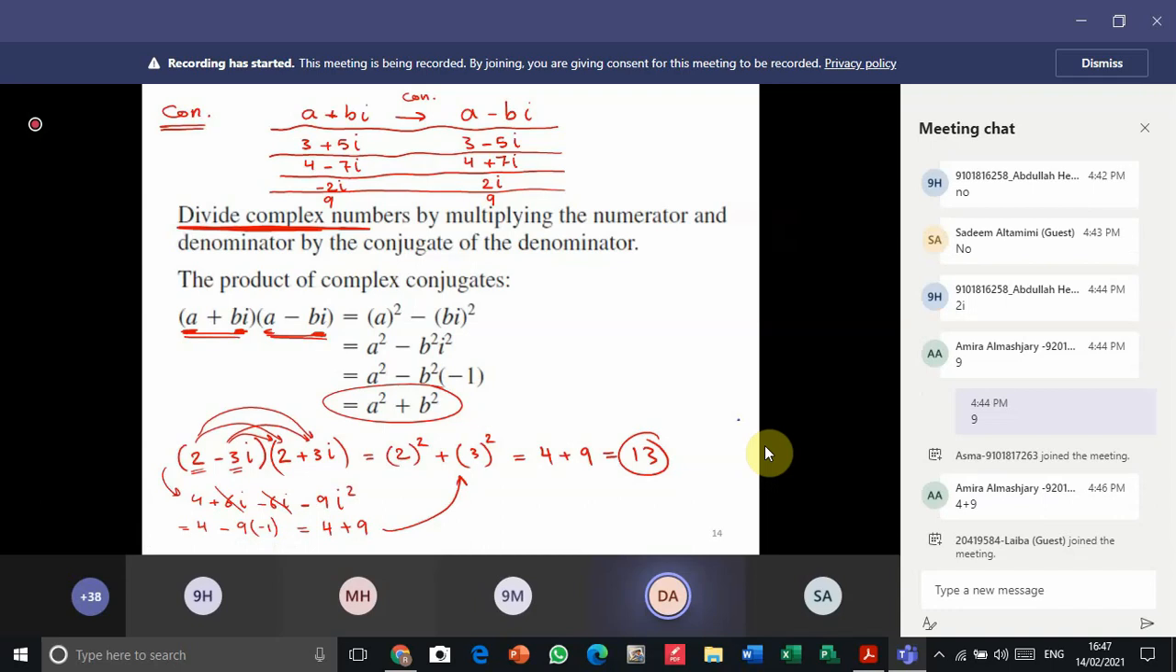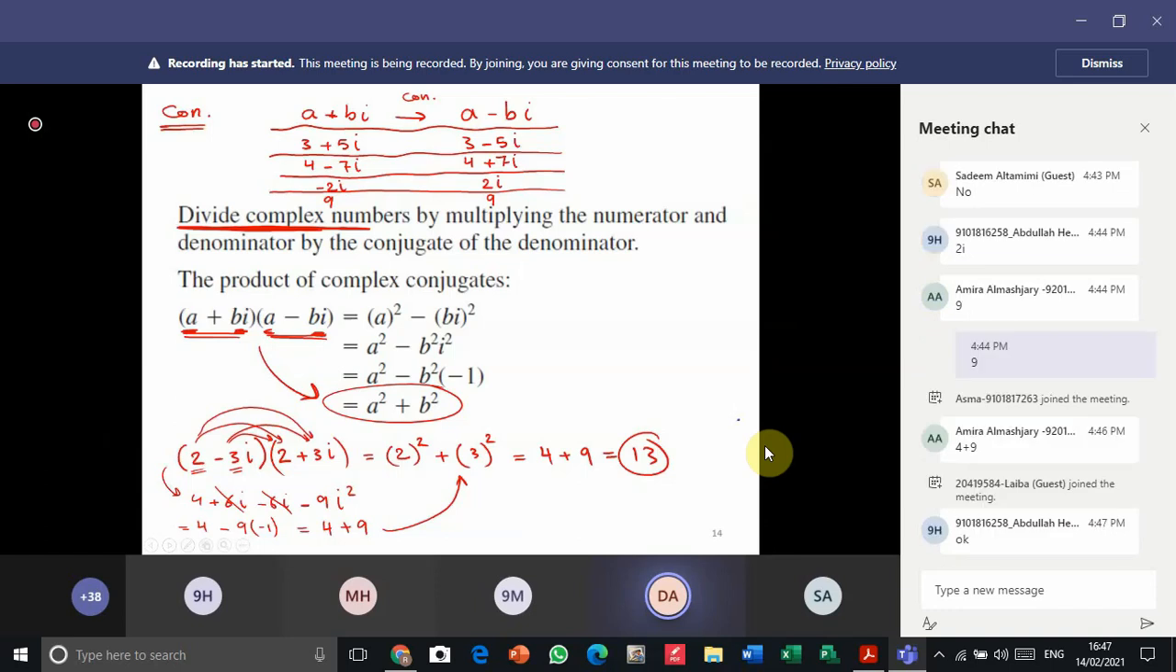Just this value if we multiply the complex number with its conjugate. Okay, now we can divide the complex number by multiplying numerator and denominator with the conjugate of what? We must multiply with the conjugate of the denominator.